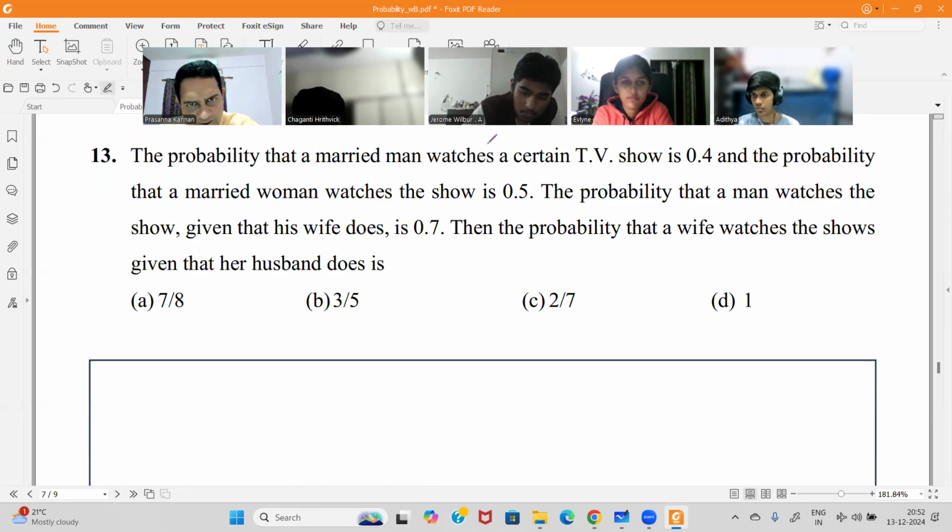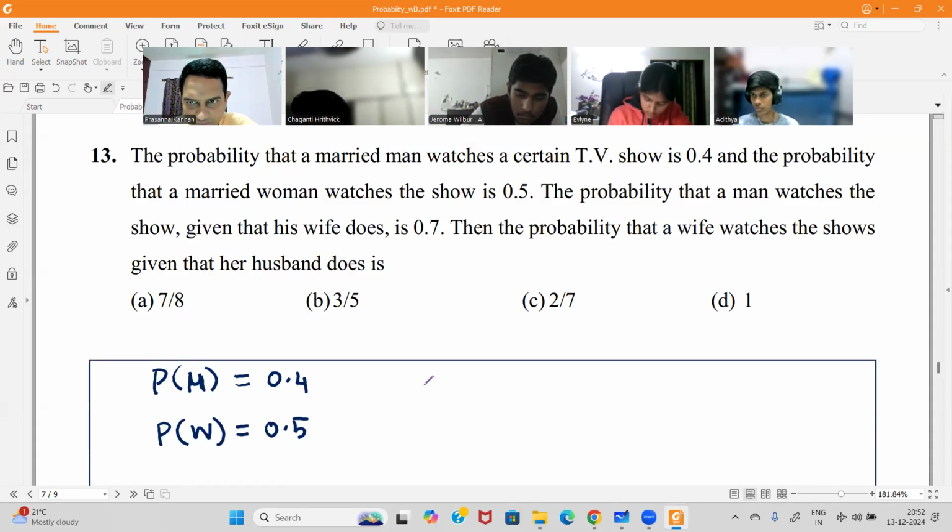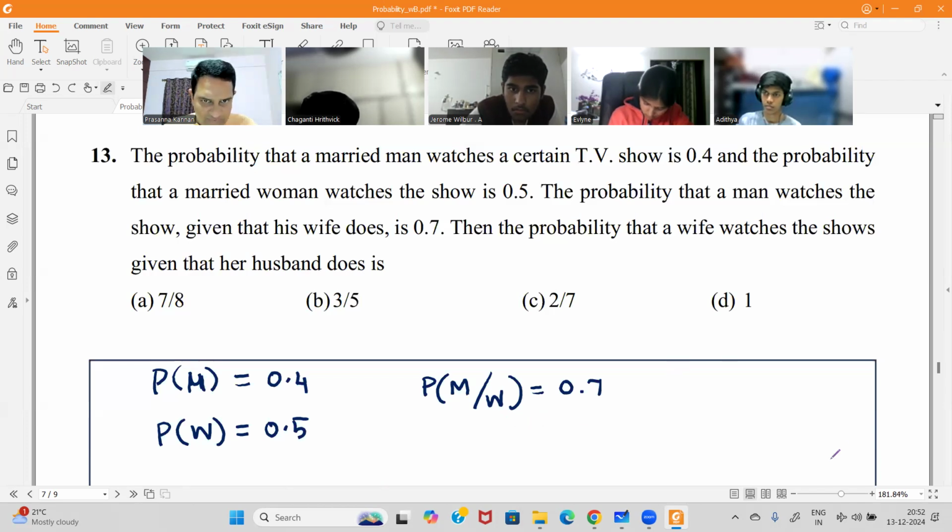Okay, the probability that a married man watches a certain TV show is 0.4. The probability that the woman watches the show is 0.5. The probability that the man watches the show, given that his wife does, is 0.7. What is the probability that a wife watches the show, given that her husband does?